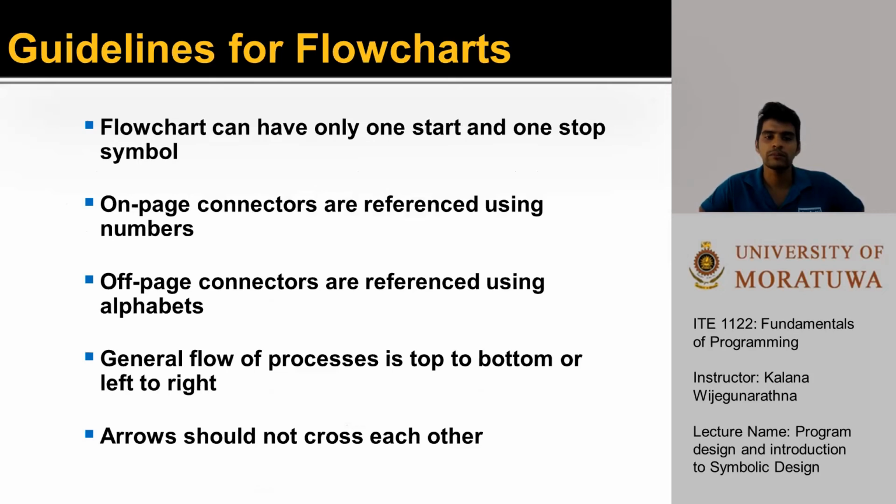When drawing a flowchart, make sure to remember that flowcharts can only have one start and one stop symbol. On-page connectors are referenced using numbers. That is, when a flowchart needs to be separated into two sections due to space constraints, but both paths are in the same page, reference the order of the connectors using numbers. If the two pieces of the flowchart are in two different pages, reference the connectors using alphabets. General flow of process is top to bottom or left to right. Arrows should not cross each other.